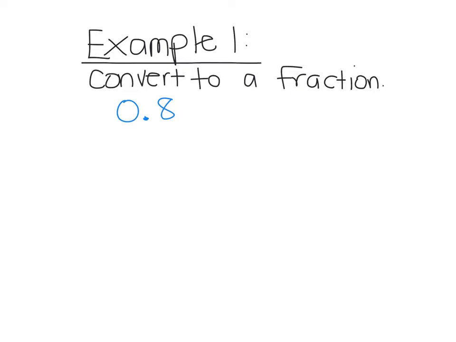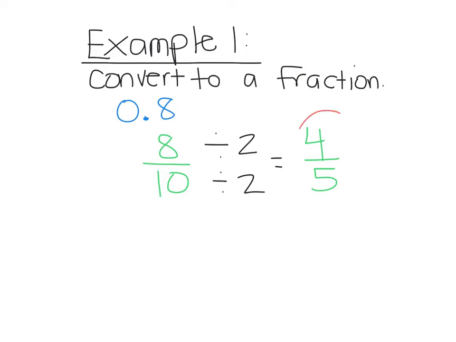A terminating decimal is a decimal that has ended, like example 1. Take the decimal and write it over a power of 10. Add the amount of zeros according to how many digits there are. Since we only have one digit, we only need to add 1 zero. I know that 8 over 10 can be simplified, so I'm going to divide that by 2. 8 divided by 2 gives me 4, and 10 divided by 2 gives me 5. So my answer is 4 over 5.